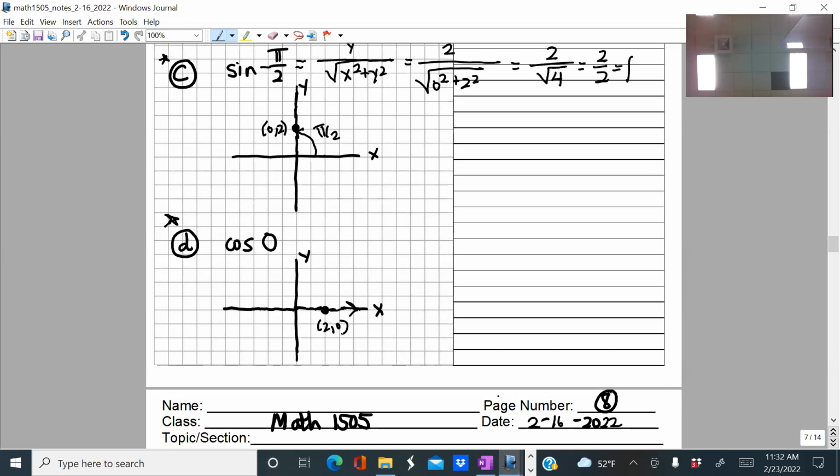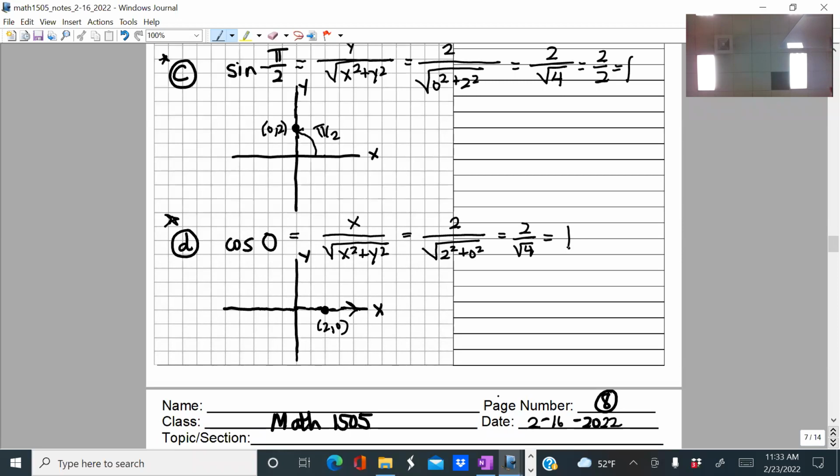Okay, nice. So cosine, remember, is the x coordinate always divided by the square root of x squared plus y squared. So cosine is always associated with the x-axis, and so we get here 2 over, but the computation is the same as the previous one: 2 squared plus 0 squared, so that's 2 over square root of 4, which of course reduces to 1, right? So cosine of 0 is 1, just like your table says. So remember, cosine of 0 is 1.